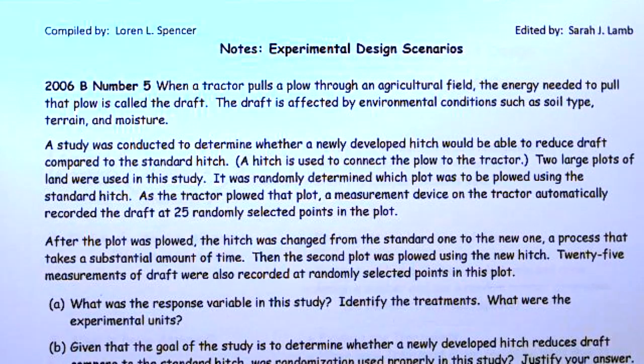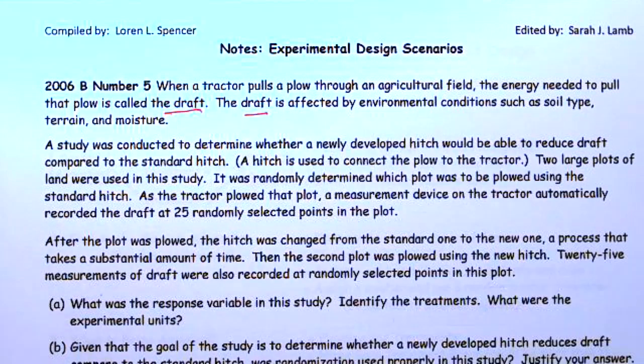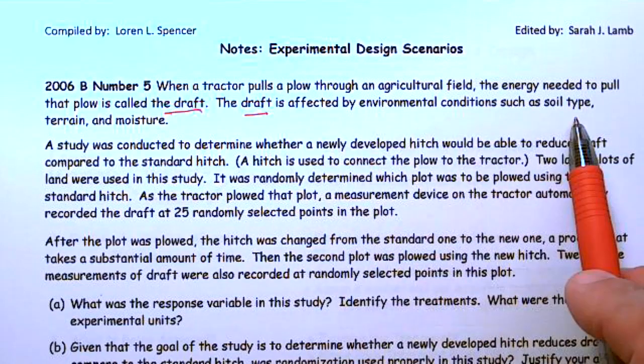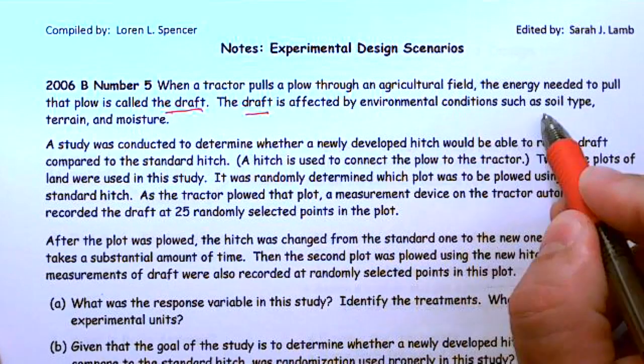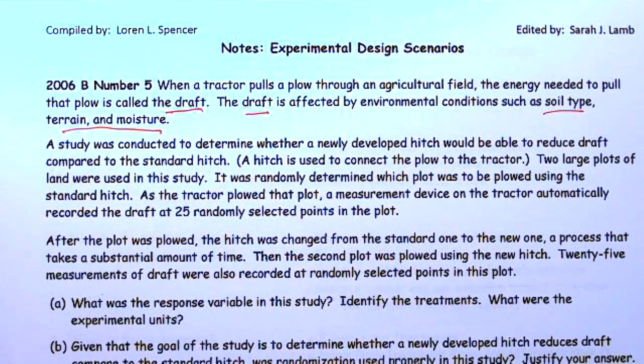When a tractor pulls a plow through an agricultural field, the energy needed to pull that plow is called the draft. By the way, the first time I read this problem, I learned a new word. The draft is affected by environmental conditions such as soil type, terrain, and moisture. Basically they're saying, hey, we know you don't know what this is, so we are providing you information, which is why it's really important to read the entire problem.